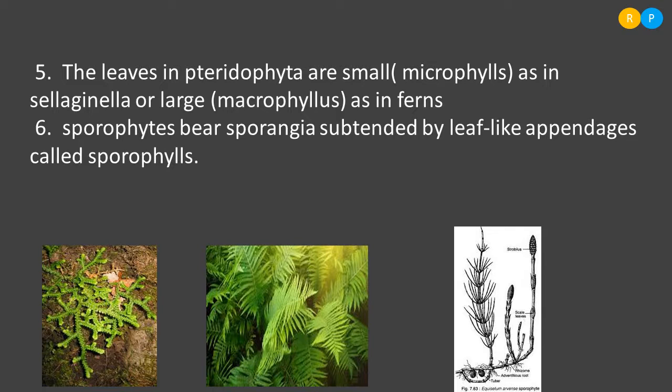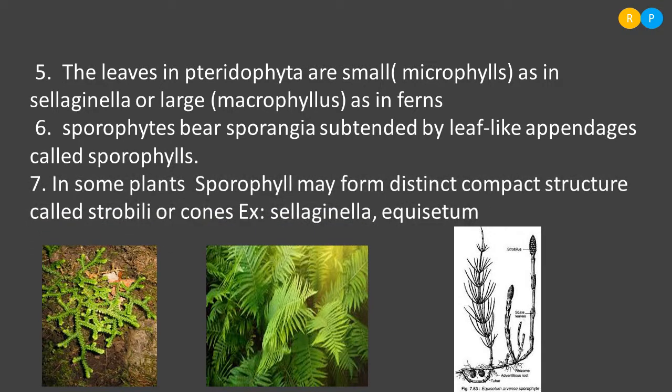But if we observe some members of the pteridophytes, we can see the proper organization of many sporophylls. Sporophylls, that means leaves which are differentiated to form sporangia, are very properly, very sequentially organized in some members of pteridophytes. The organization of sporophylls in some members forms a distinct compact structure called strobili, which is also called cones.